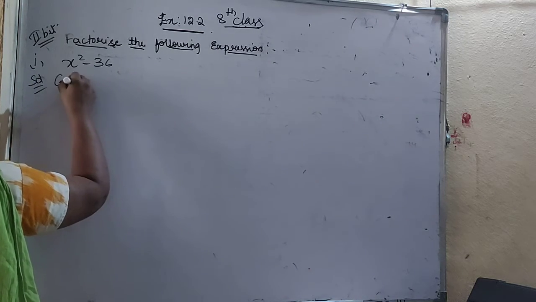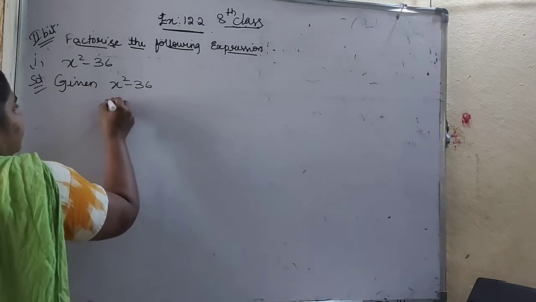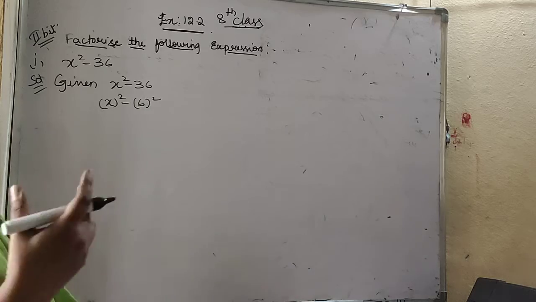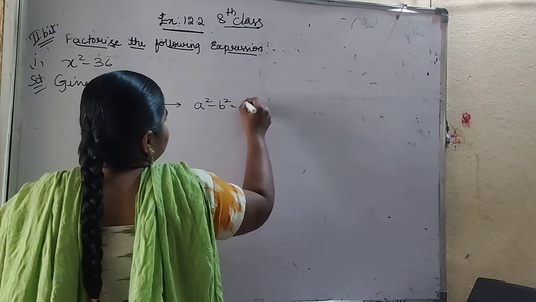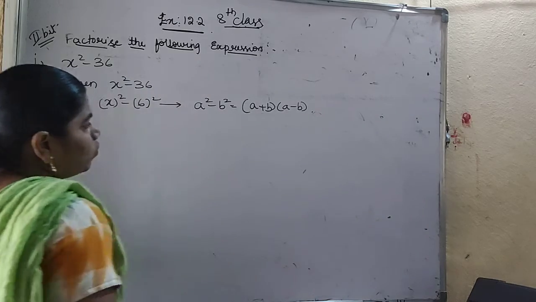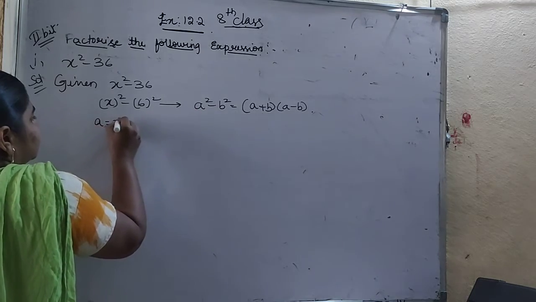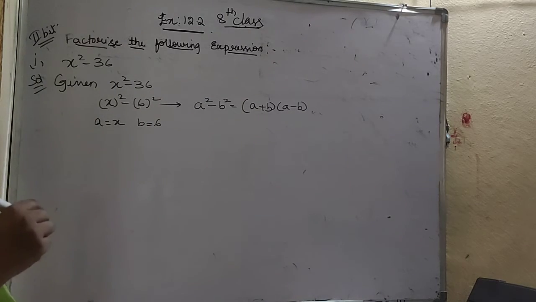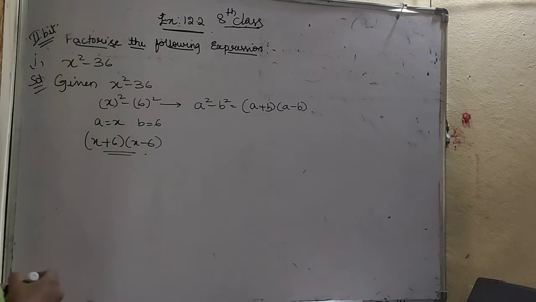So given x square minus 36. Now this one we can write in the form of x square minus 6 square. 36 is in the form of a square term, that is 6 square we can write. Now this is in the form of a square minus b square. So what is the identity? A plus b into a minus b. So we can split this in the form of this one. Okay, so what is the a value? If you compare this and this, a value is nothing but x and b value is nothing but 6. Now we have to write in this form a plus b into a minus b. That means x plus 6 into x minus 6. So this is our first one.